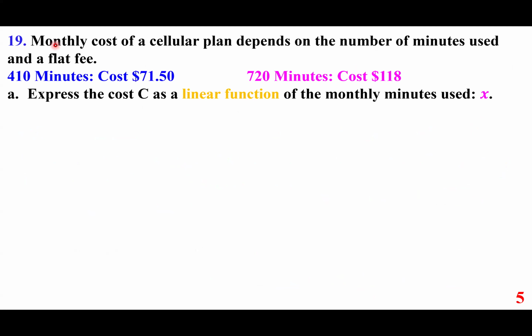The monthly cost of a cellular plan depends on the number of minutes used and a flat fee. 410 minutes will cost $71.50. 720 minutes will cost $118. Express the cost C as a linear function of the monthly minutes used, x.